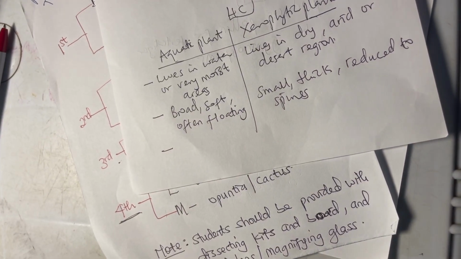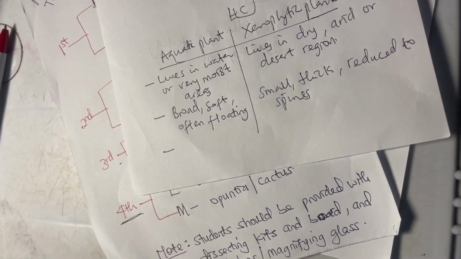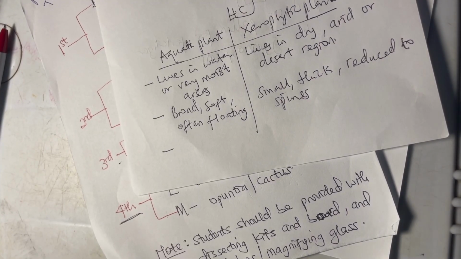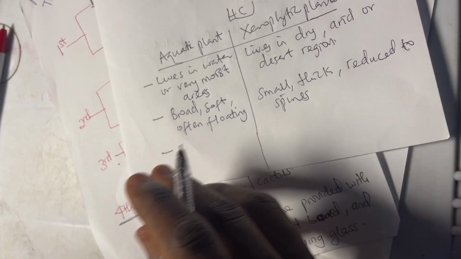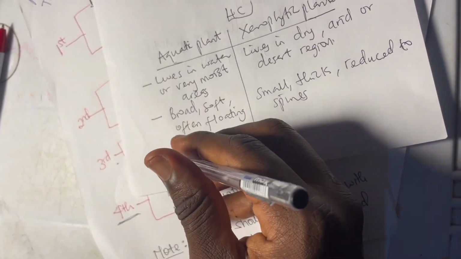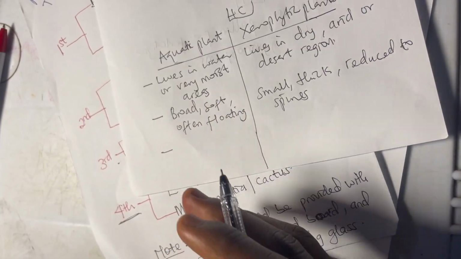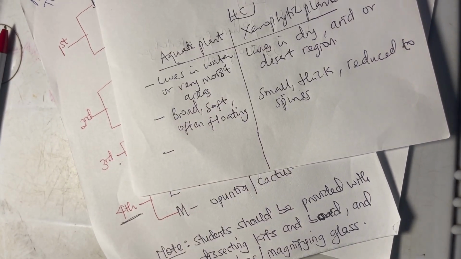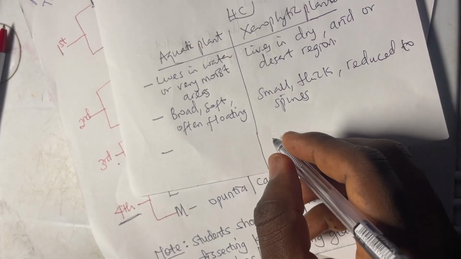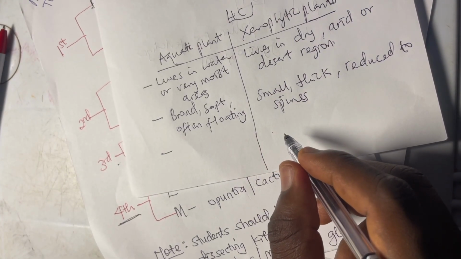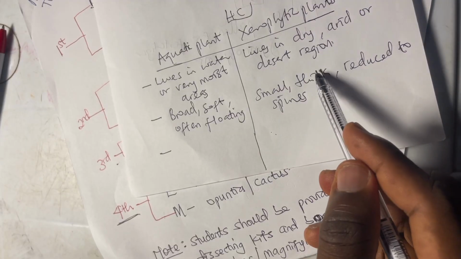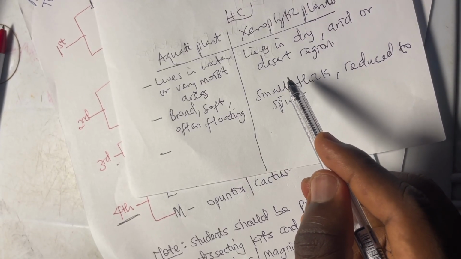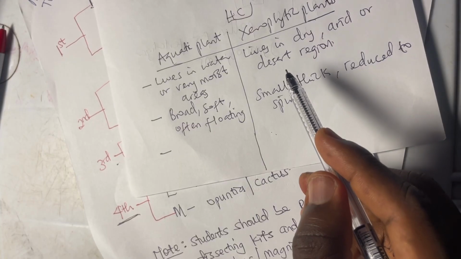Another one is in terms of water conservation. For the aquatic plant, no special adaptation is needed to conserve water, because it is inside water already. But for the xerophytic plant, there are special structures to store water, because it is in the desert.